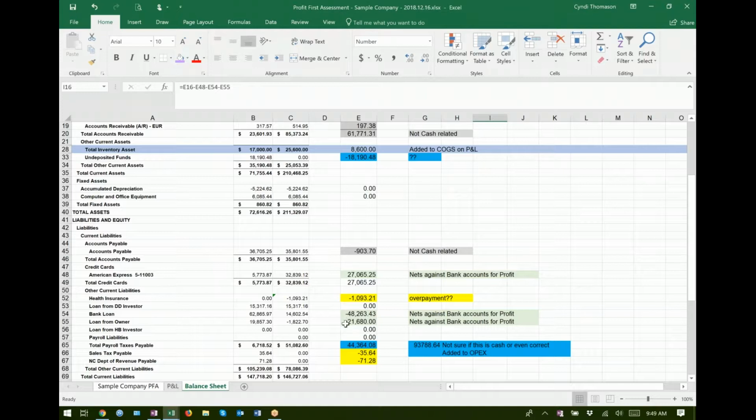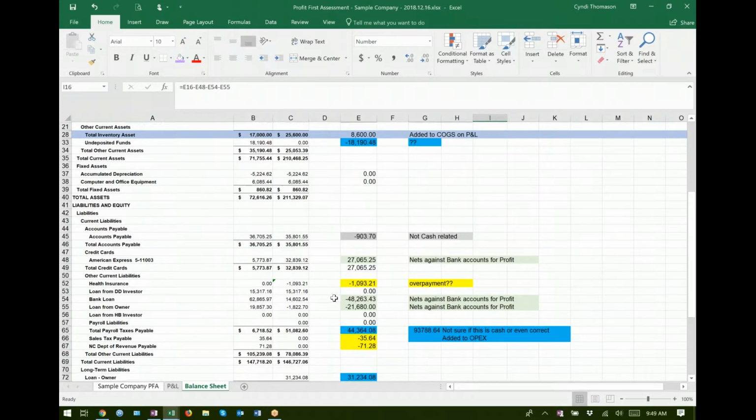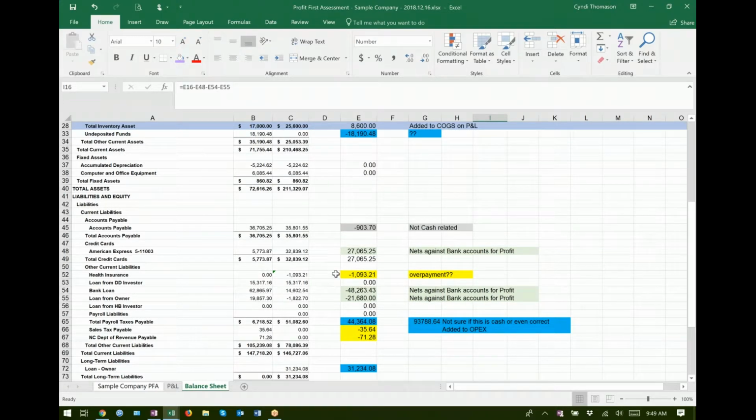There's something odd going on here with health insurance. Perhaps they made an initial payment for a deposit. I'm not sure. Typically that would not be a negative number. We're just going to highlight it for now and pay attention to later. There's also something going on here with payroll taxes. I'm going to include that in our little blue boxes here because we may need to factor that in.